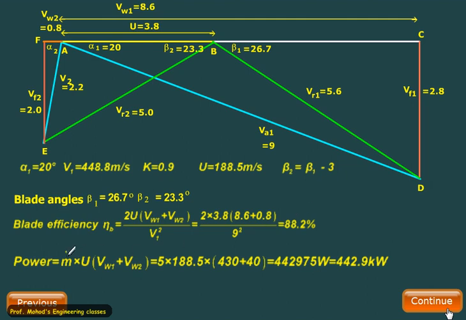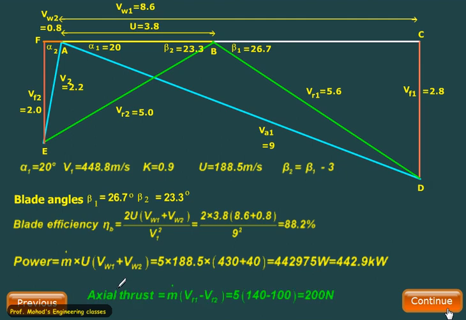Remember that the mass flow rate is given as 5. U, converted into meter per second, is 3.8 into 50 scale, that is 188.5. Vw1 is 8.6 multiplied by 50, that is 430, and this is 0.8 multiplied by 50, which equals 40. So power developed will be approximately 442.9 kilowatts.